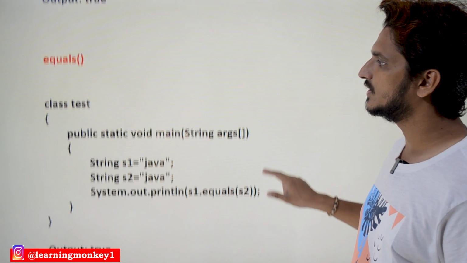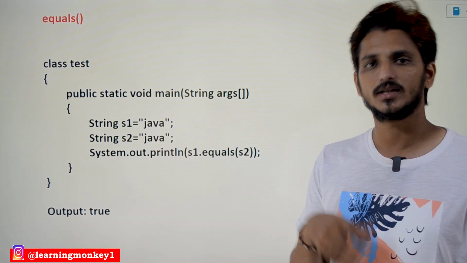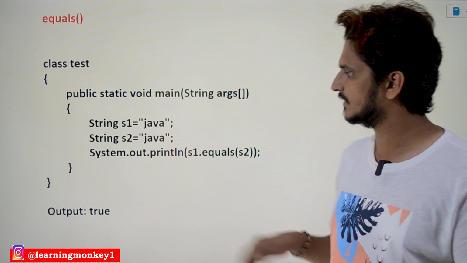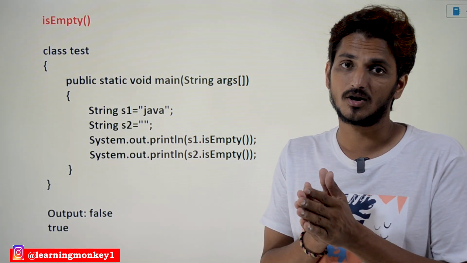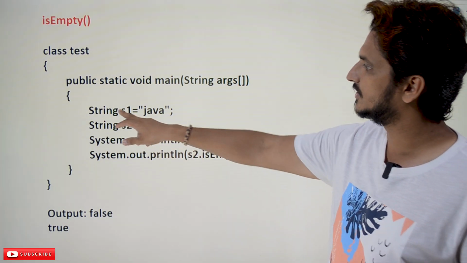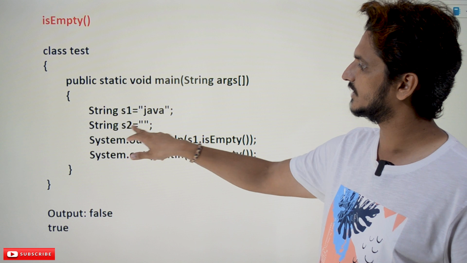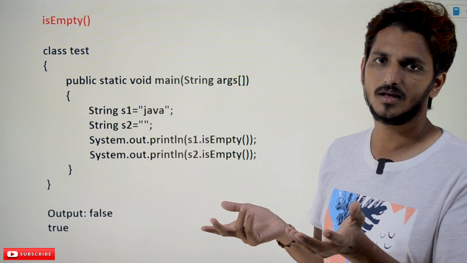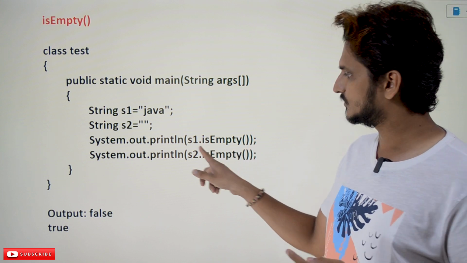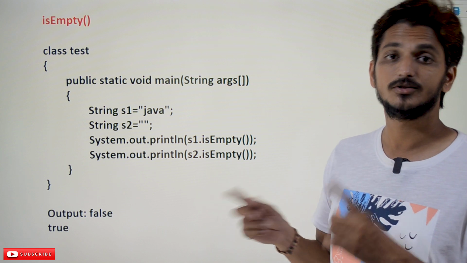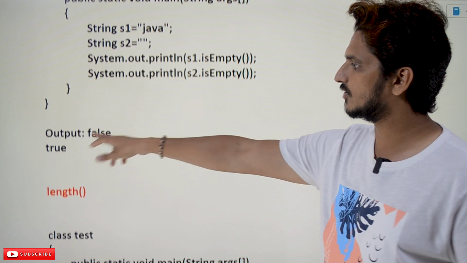Now coming to the next one, equals. It is going to check two strings. If two strings are equal, it is going to return true, otherwise it is going to return false. Similarly, the next one is isEmpty. It is going to check whether the given string is an empty string or not, meaning nothing is there. String s1 is equal to Java, this is not an empty string. String s2 is equal to an empty string, nothing is there. s1.isEmpty is going to return false. s2.isEmpty is going to return true, because s2 is an empty string. So that's why our output is false true.